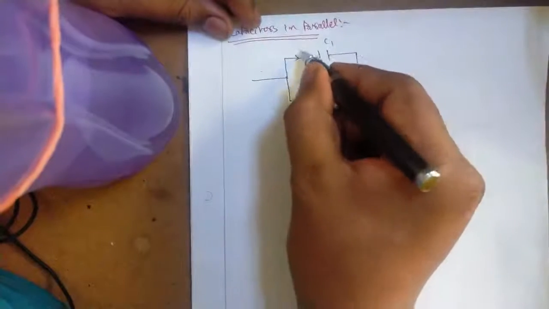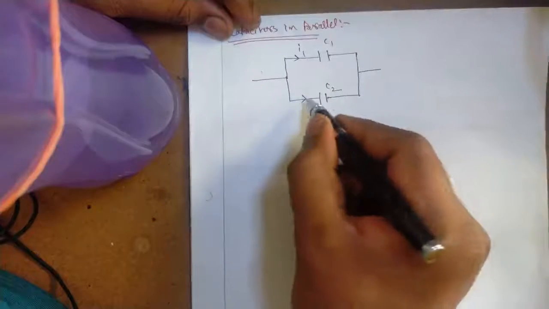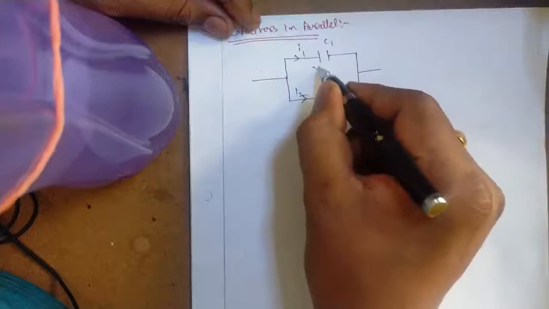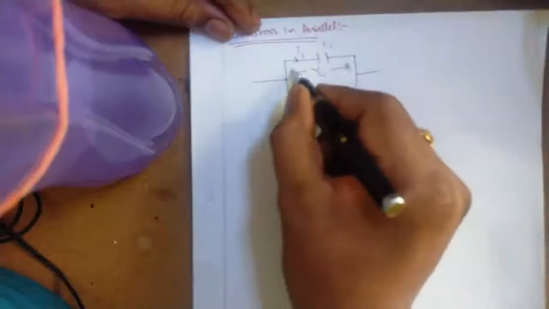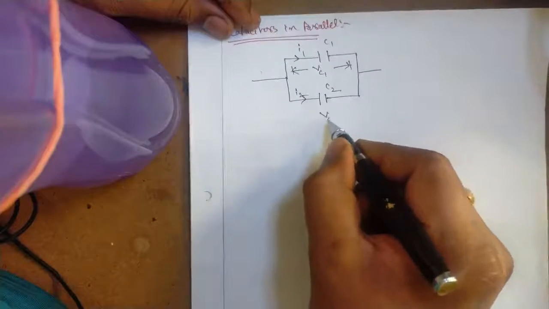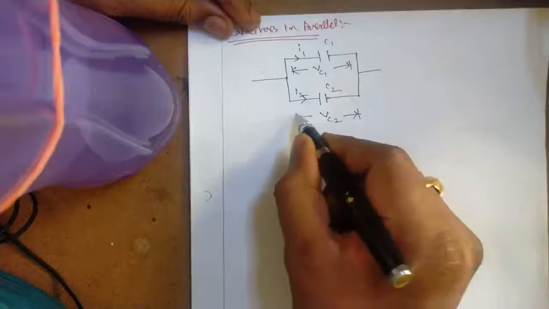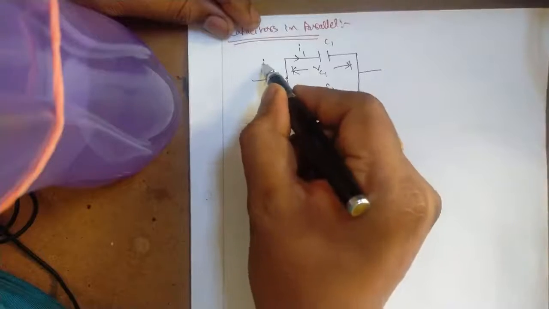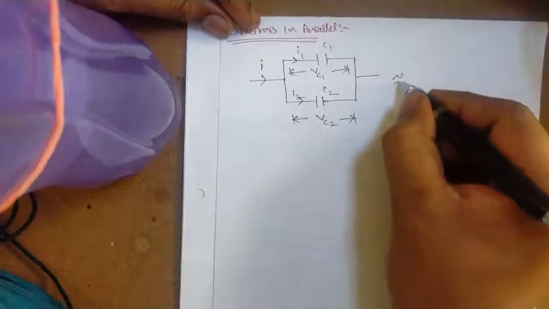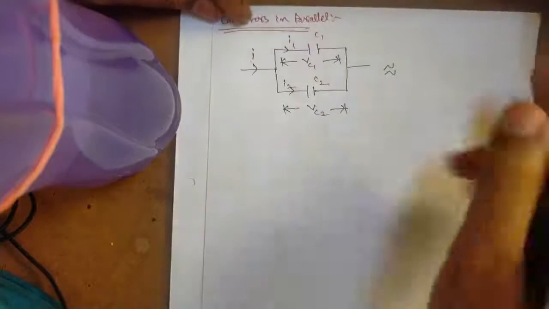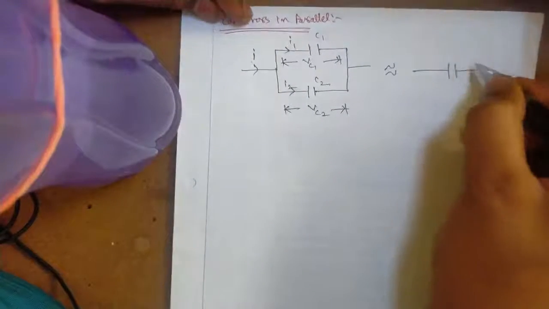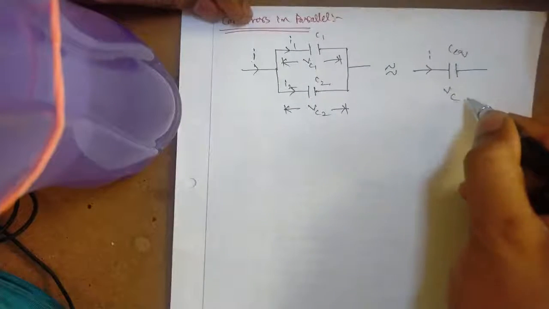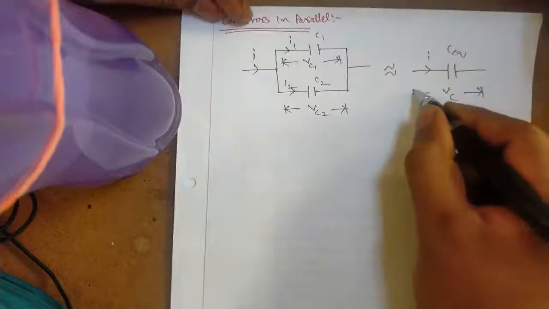The current passing through the capacitor C1 be I1, the current passing through the capacitor C2 be I2. The voltage across capacitor C1 be VC1, and the voltage across capacitor C2 be VC2. The total current passing through this combination is I. The equivalent of these two capacitors connected in parallel is C equivalent. The current passing through this is I, and the voltage across this is VC.